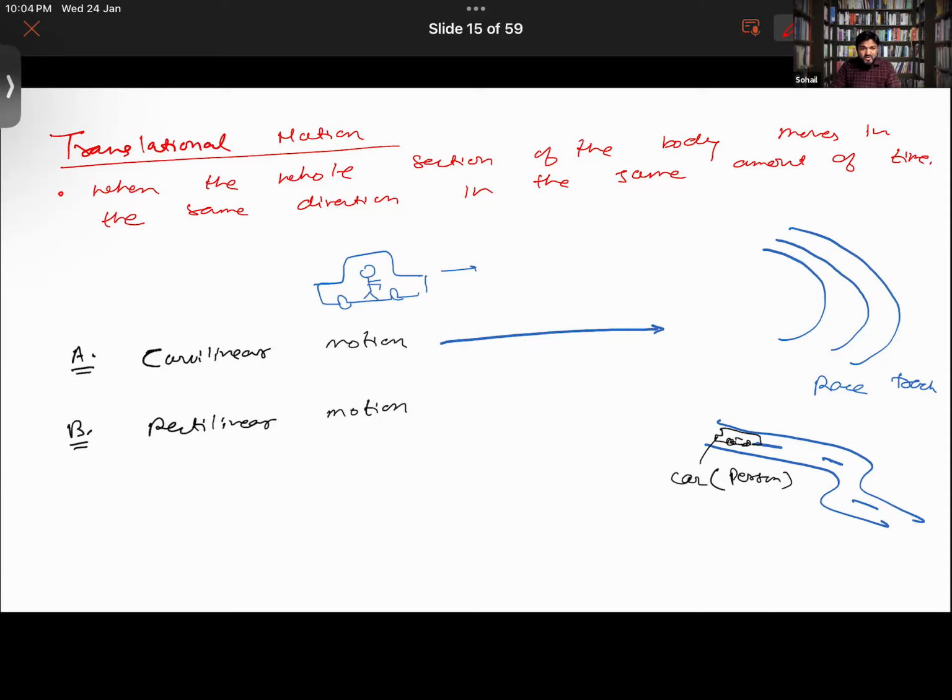Now, talking about rectilinear motion. If you were to see an army marching past in a straight line, or cars moving on a straight road, those are all examples of rectilinear motion. So that is rectilinear motion. Thereby it is motion in a straight line, and motion in a curved line, right?